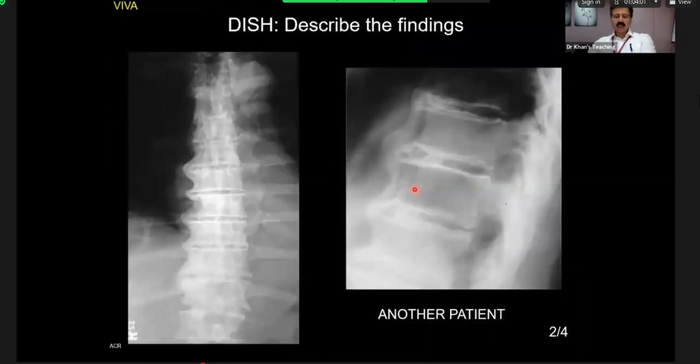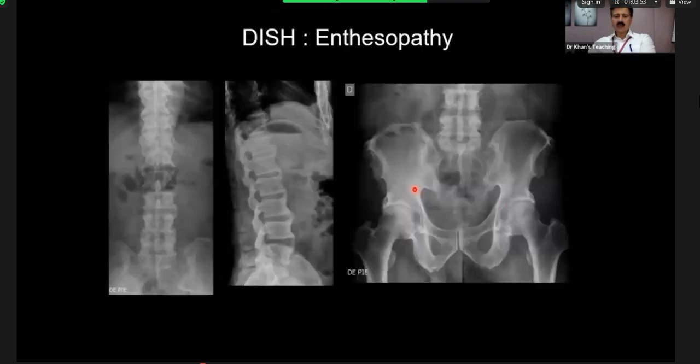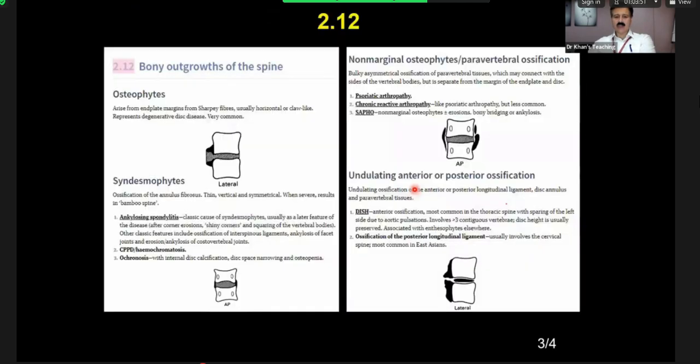So if you see here, this is another case, similar findings, but this time in the thoracic spine. I'll come back to this point. If you see here, this is what we call undulating anterior or posterior ossification. Undulating ossification of the anterior and posterior ligament.